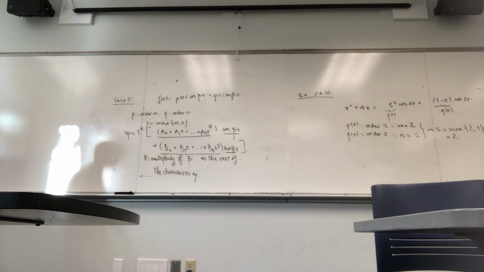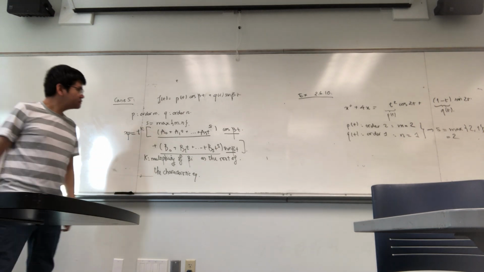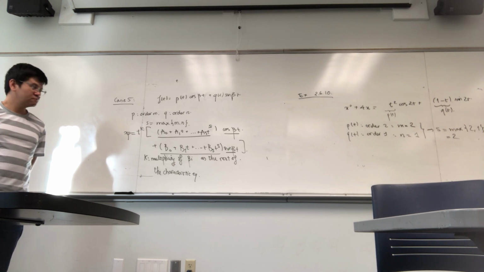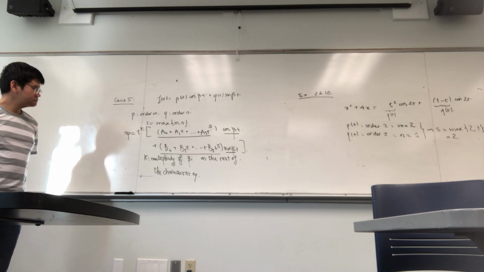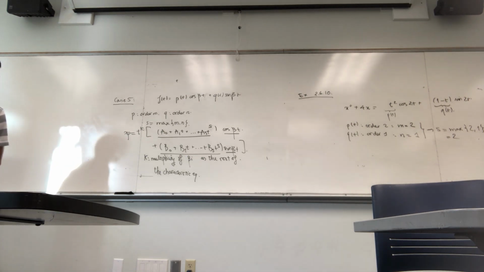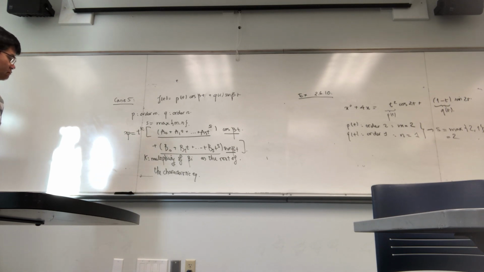What is the form of xp in this case? Yes? It's going to be t to the k, where k is the multiplicity of 2i as the root of the characteristic equation, and then that times a0 plus a1 t plus a2 t squared times cosine of 2t plus b0 plus b1 t plus b2 t squared times the sine of 2t.